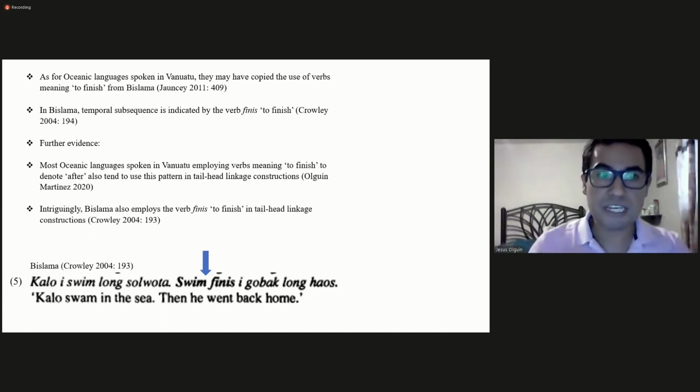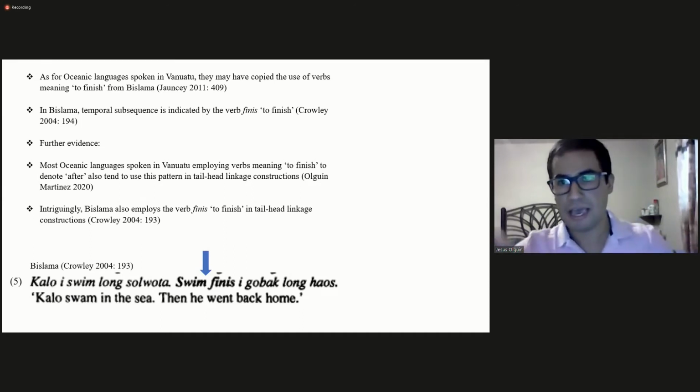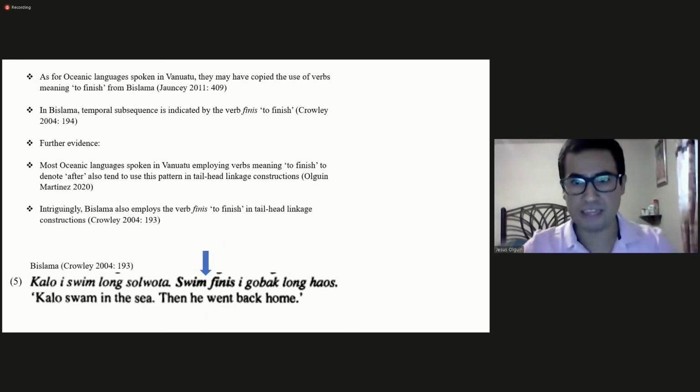So interestingly, Bislama also employs these verbs meaning to finish in tail-head linkage constructions, as can be observed in the example in 5. So we have that the verb swim is repeated in another part of the construction, and then it appears with this verb meaning to finish.